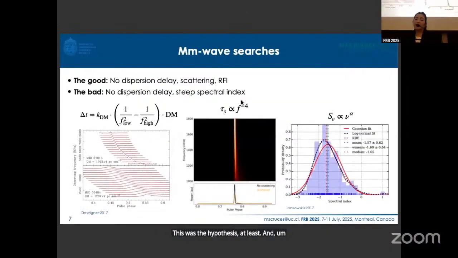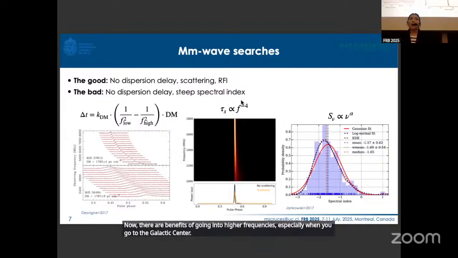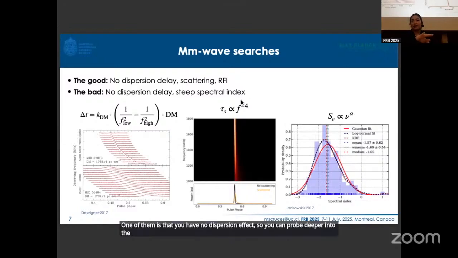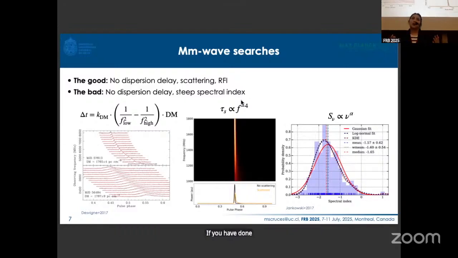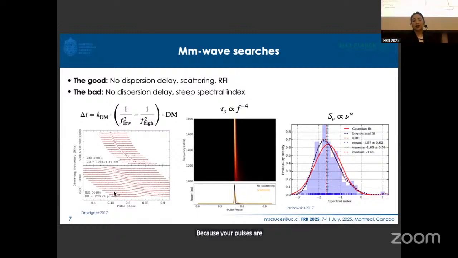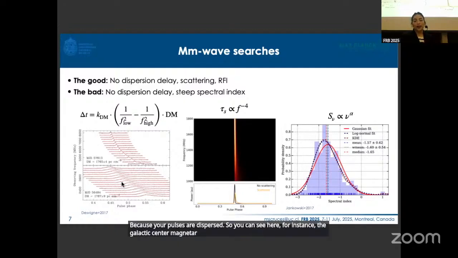And now there are benefits of going into higher frequencies, especially when you go to the Galactic Center. One of them is that you have no dispersion effect, so you can probe deeper into the Galactic Center. If you have ever done any search, you know that if you go to low frequency, there is no way you're going to reach the Galactic Center unless your source is extremely bright because your pulses are dispersed. So you can see here, for instance, the Galactic Center magnetar, when you go to S-band, the pulse is extremely broadened, but as you go higher in frequency, you start recovering the signal.